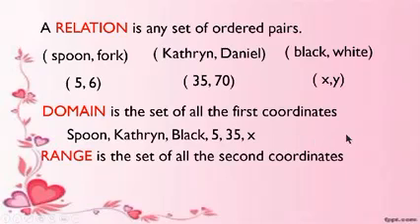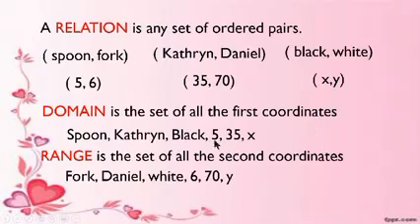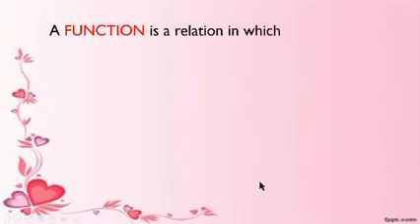Range naman is the set of all the second coordinates. So, yung mga pangalawang coordinate, sila naman yung tinatawag nating range. Kaya dito sa given example natin ng relation, ang range natin ay fork, Daniel, white, 6, 70, and Y. So, yun yung domain and range ng relation.